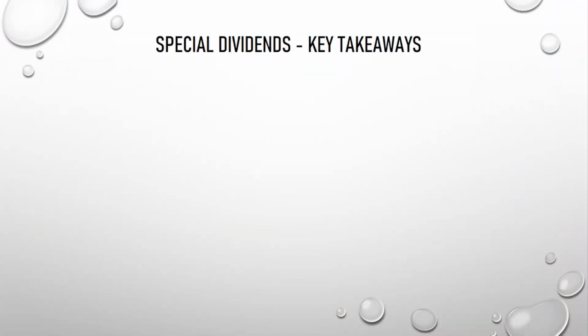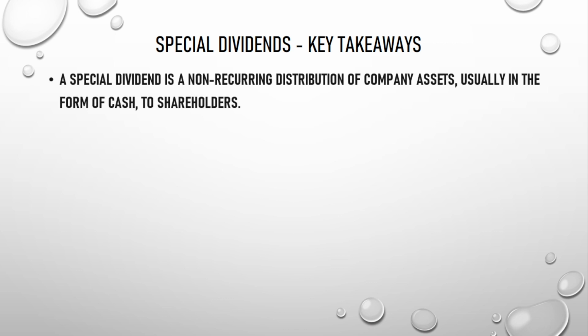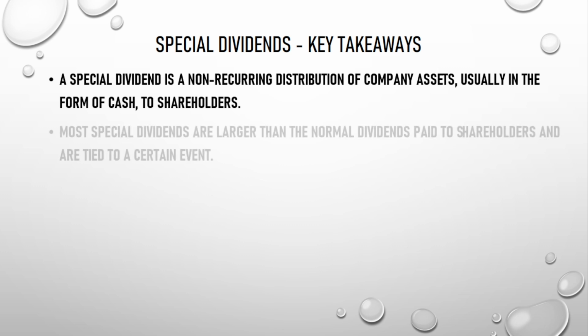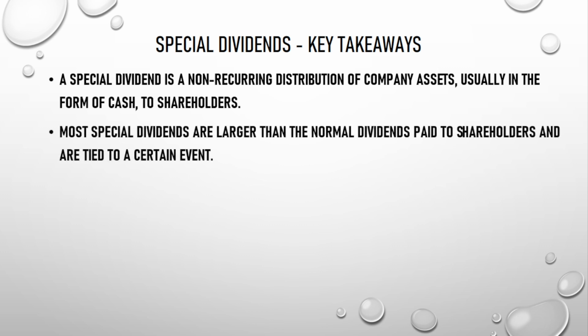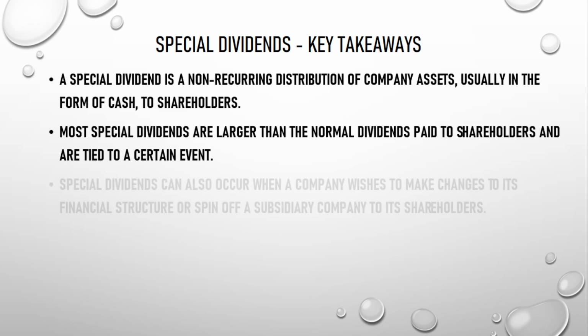I will read out the key takeaway of a special dividend. A special dividend is a non-recurring distribution of a company's assets, usually in the form of cash to the shareholders. Most special dividends are larger than the normal dividends paid to the shareholders and are tied to certain events.